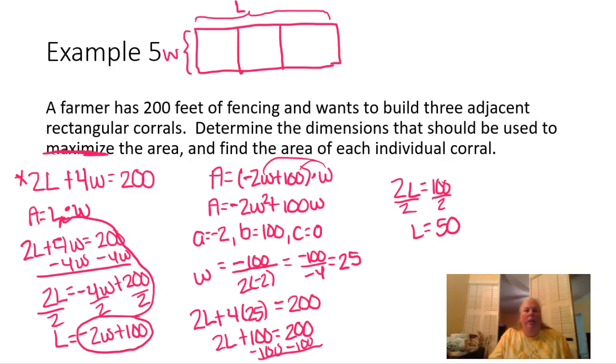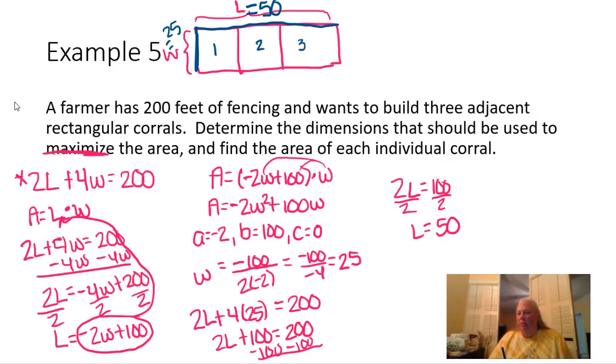Okay, now let's go back and look at our picture. We know that L right here is equal to 50, so that's this entire side right here. And we know that W is equal to 25, and that's going to be this entire side right here. And we are supposed to find the dimensions used to maximize the area. Well, this is the vertex, so that's going to maximize the area. And now we're going to find the area of each individual corral. So this one, and this one. Now remember, they're supposed to be exactly the same.